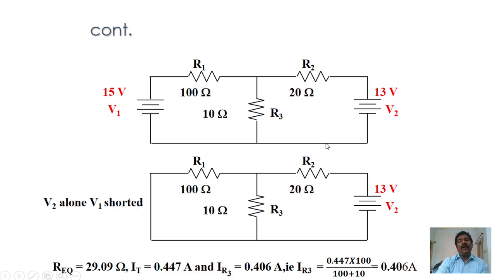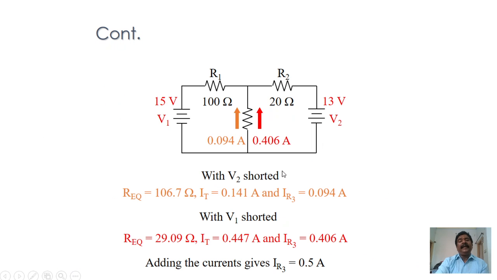IR3 is 0.406 ampere. This is how you can calculate the currents with the different individual sources acting alone. Now I can use the total circuit here: the current flowing due to the first source, 10 volts, and the current due to the second one, 0.46. If I mark the direction like this, you just add the two sources. Adding the currents, IR3 is equal to 0.5 amperes, which is the current across the 10 ohm resistor. This is the way to apply the superposition theorem with voltage sources and calculate the branch currents at different points.